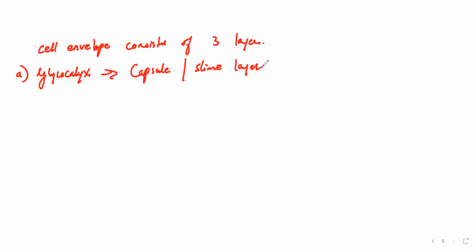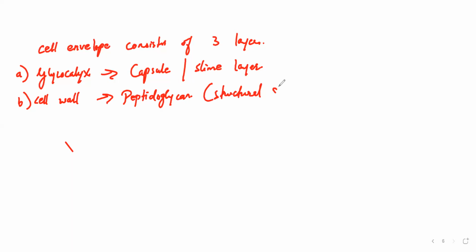The second layer is the cell wall. Mostly the cell wall is composed of peptidoglycan. If the peptidoglycan is more, we say it's gram positive. Whereas if the peptidoglycan is less and it has lipids, that is fats, in it, then we say it is a gram negative bacteria. But the cell wall is mostly made up of peptidoglycan, which in turn gives structural support to the cell.